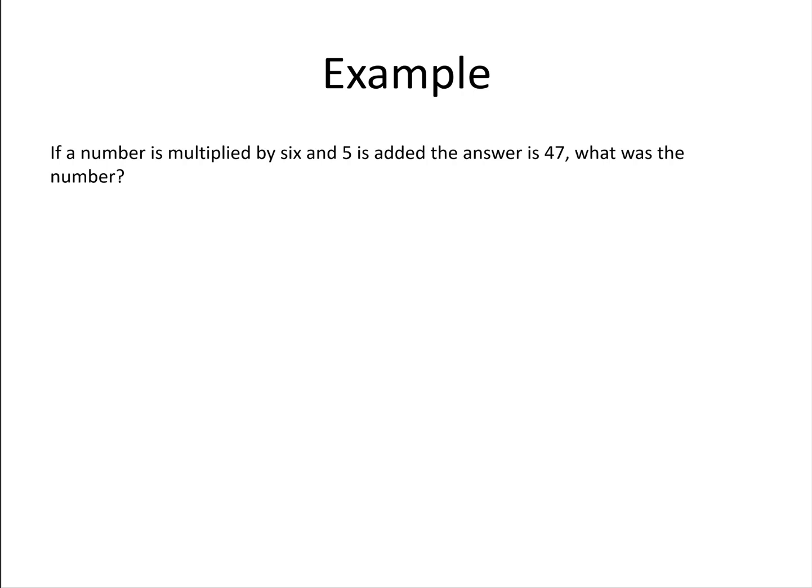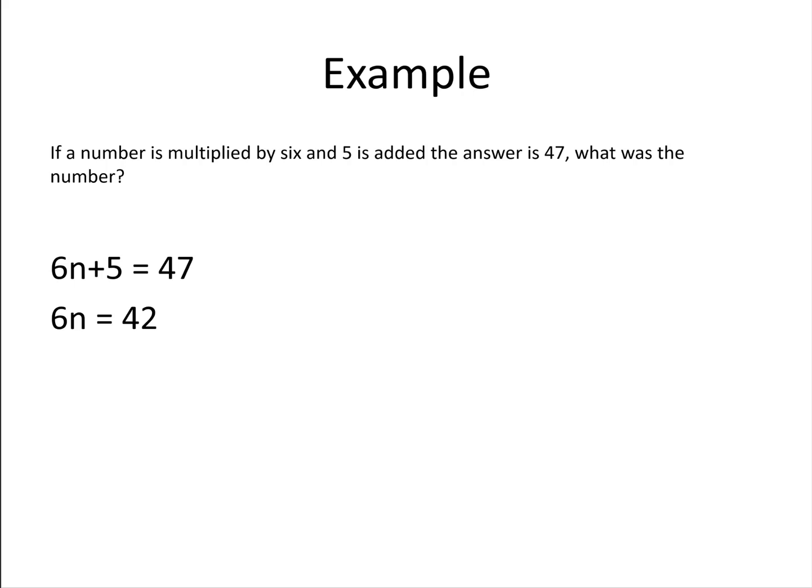Another example, if a number is multiplied by 6 and 5 is added, the answer is 47. What was the number? To do this, I can simply write the sum. So I've got a number multiplied by 6, so that's 6n, and I'm adding 5. So that's 6n plus 5, and it equals 47. I can then solve this in the same way as I did in the last section. I want the term with the letter on its own, so I need to get rid of the plus 5. How to get rid of plus 5? Take 5. So I need to take 5 from both the left and the right, giving me 6n equals 42.